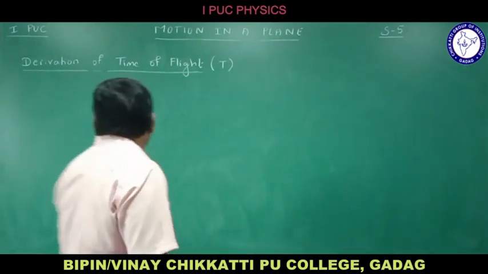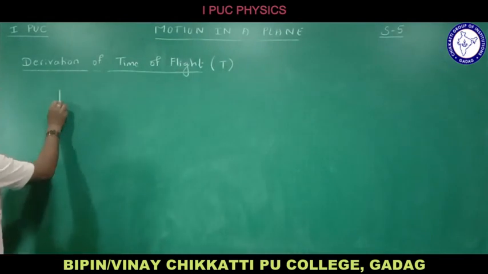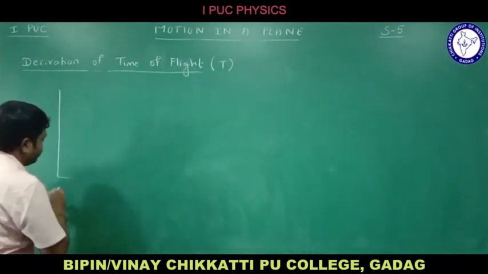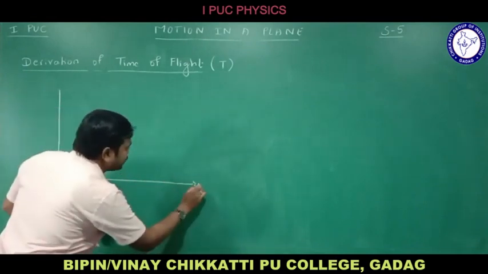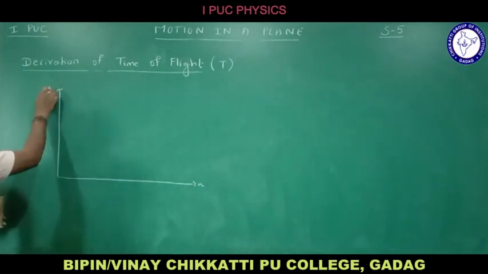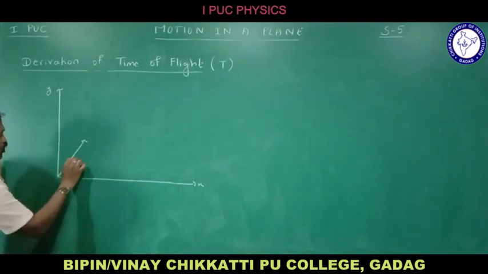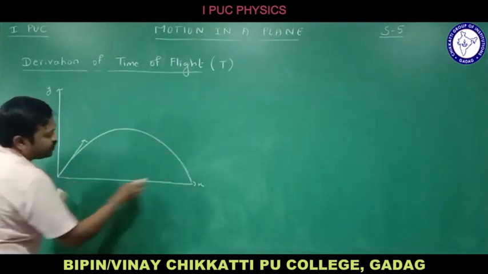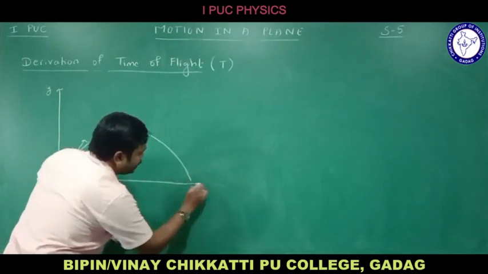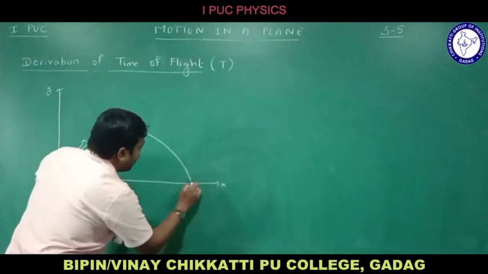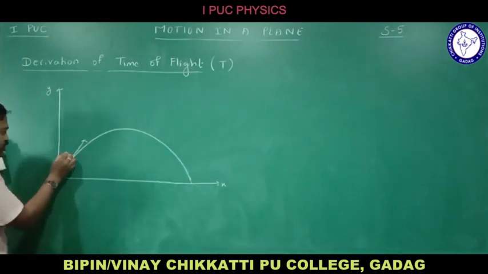Now let us do the same thing. Let us take a projectile motion. As you know, projectile motion is a two-dimensional motion, so we require two axes, x-axis and y-axis, and I am projecting it along this direction. So the object moves like this and it reaches here. This is along the x-axis, and this is the projectile.